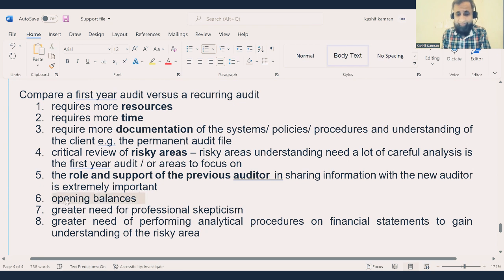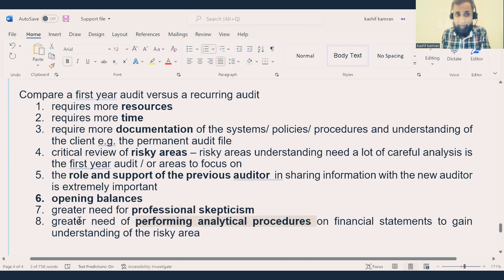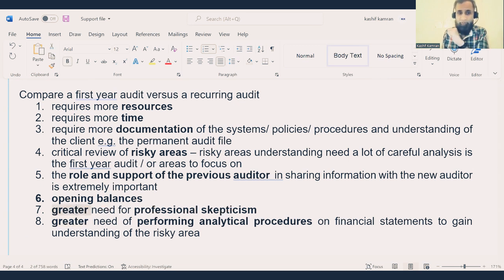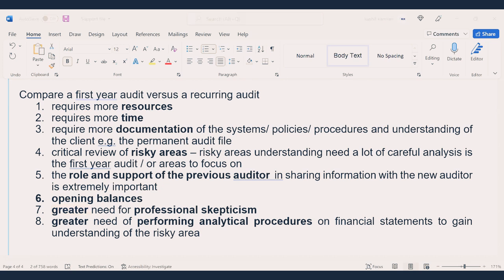So opening balances is a very specific area in the first year audit. Professional skepticism is higher in the first year audit. Performing analytical procedures becomes greater in the first year audit. That's extremely important. So I hope you get the relevance of comparing the first year audit versus a recurring audit.